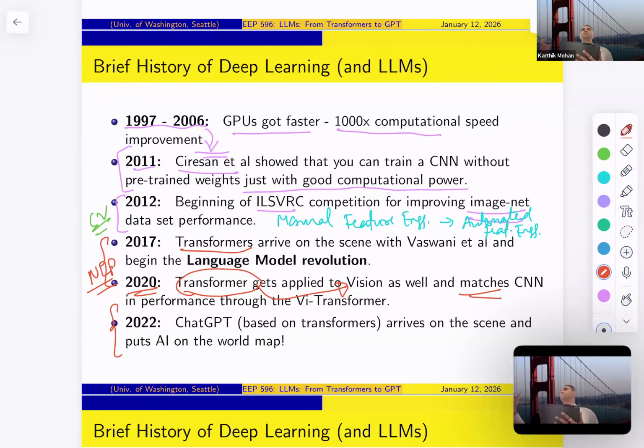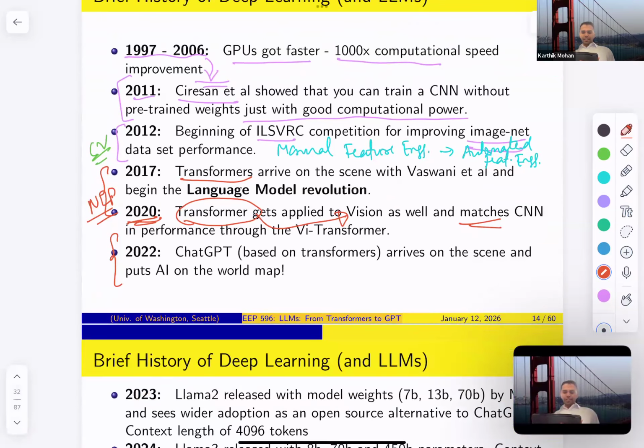So it gives you more flexibility if you can use transformer models for vision as well, and not just language. Okay, so that was 2020. In 2022, ChatGPT came on the scene, and it kind of became unreal with 3.5.